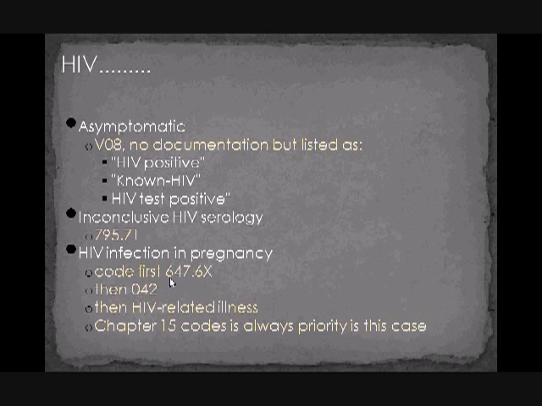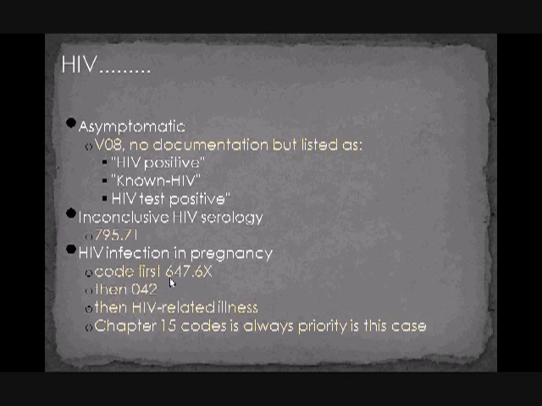Now, the inconclusive HIV serology, 795.71, this code is used for an individual whose test results come back inconclusive. Simple as that. And that code comes from the signs and symptoms section, which is chapter 16 of the ICD9 volume 1. Now, earlier on, I said that if you had an individual who had AIDS and then the person developed some other HIV-related sicknesses, what you would do is sequence the HIV first.